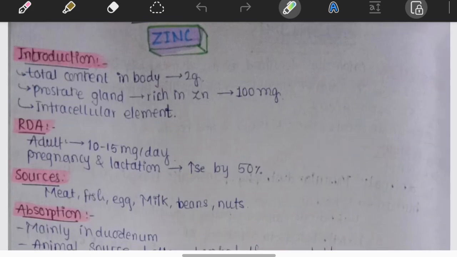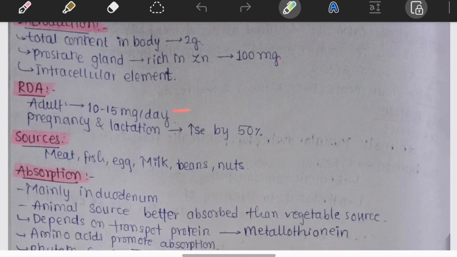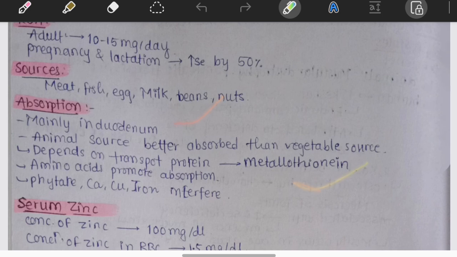Let's revise everything. Total body zinc is 2 grams, an intracellular mineral, concentrated in the prostate region. Adult RDA is 10 to 15 milligrams per day. In pregnancy it increases up to 50%. Major absorption site is the duodenum. The transport protein is metallothionein.